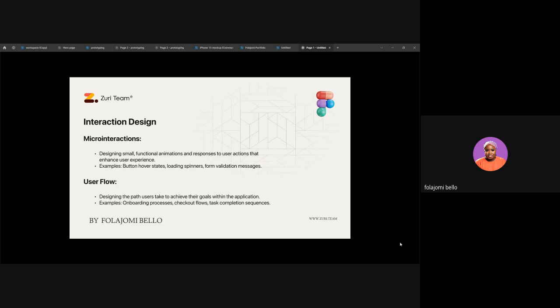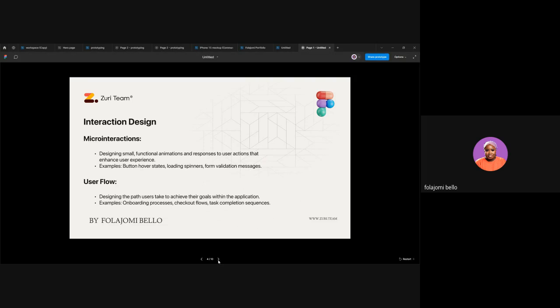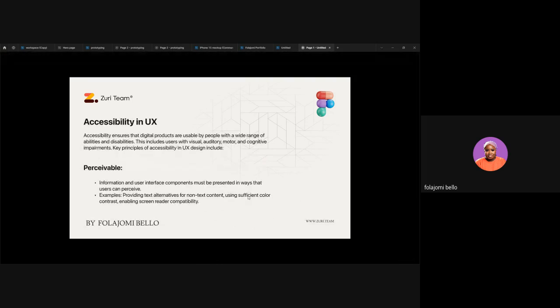Now, next is accessibility. When we talk about accessibility, accessibility ensures that our digital products are usable by people with a wide range of abilities and disabilities. This includes users with visual impairments, that is, those that are blind, users with auditory impairments, meaning those that can't hear, those that are deaf, those that cannot move, those that cannot see. Despite having these disabilities, they are able to still use your product.